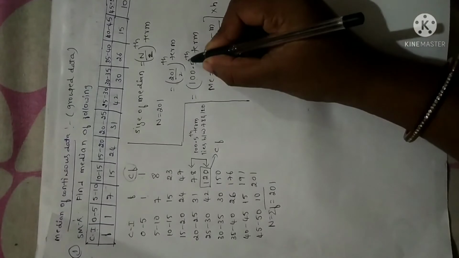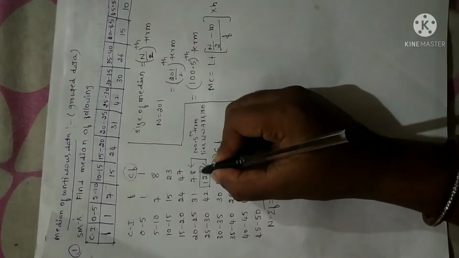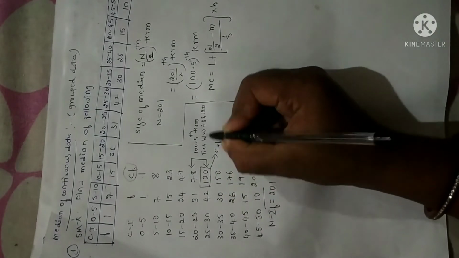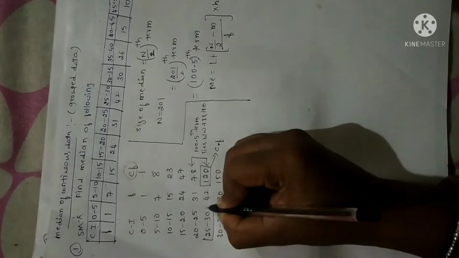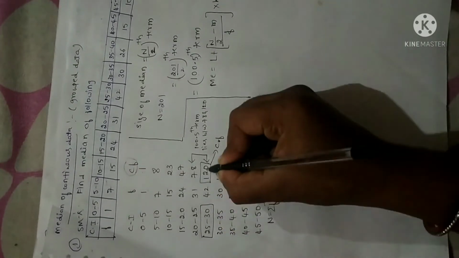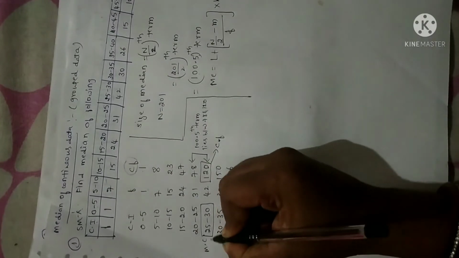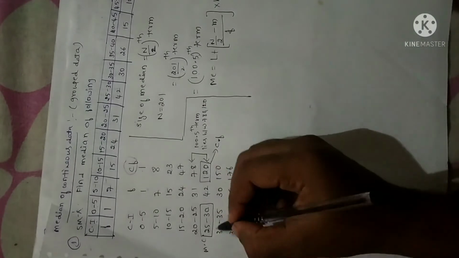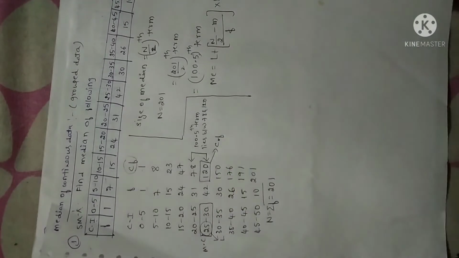Now the 100.5th term lies between 78 and 120, as I already told you. Now we have to consider the highest value as the required cumulative frequency. The class interval corresponding to the highest cumulative frequency is called the median class. In this median class, the lower value is 25. So this will be the value of L.